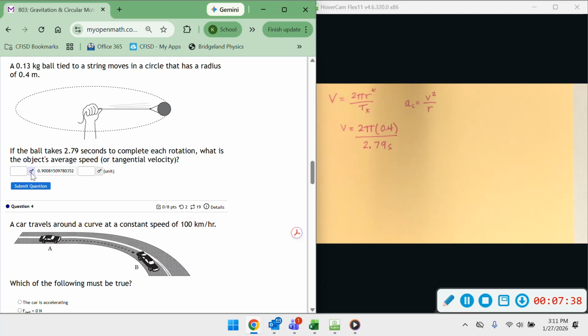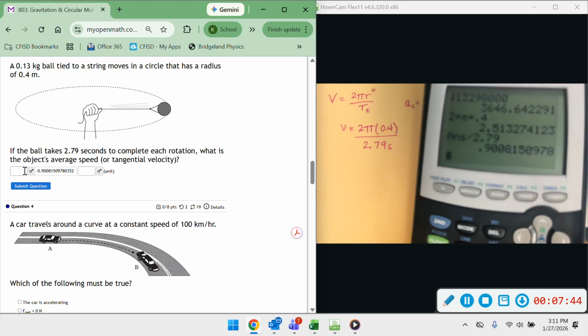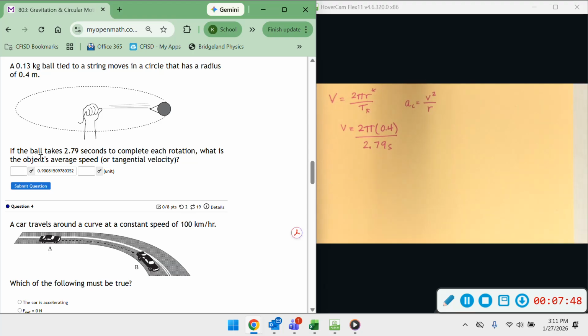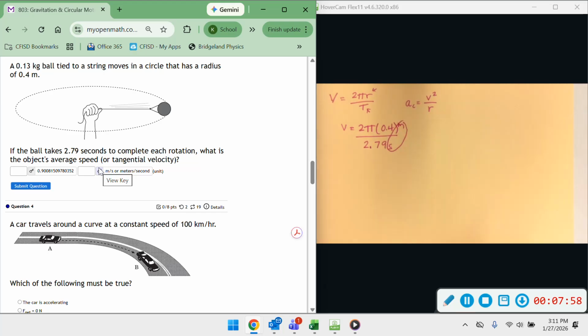Okay, and it should give you, and it does, that value. 0.900815. It keeps going, but that's what this says, 0.900815. And again, velocity should be in units of meters per second, which we have because this one is in meters, this is in seconds. Those are your units.